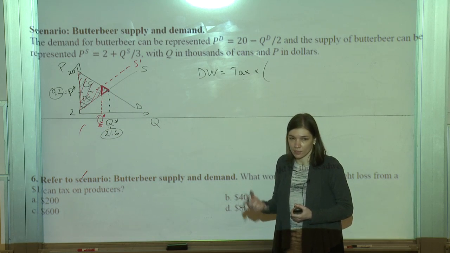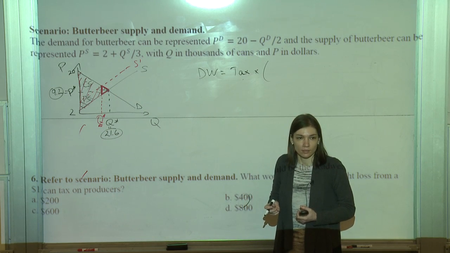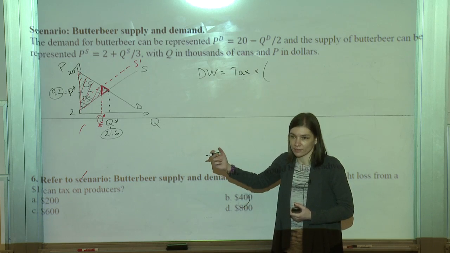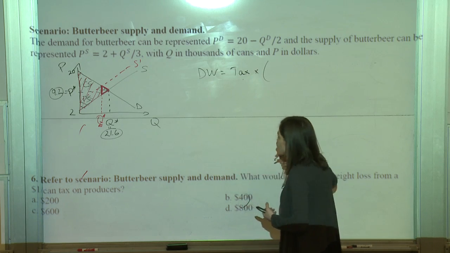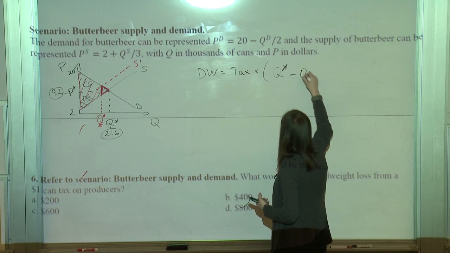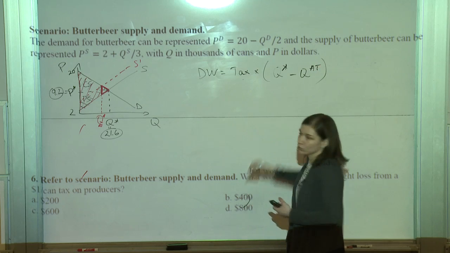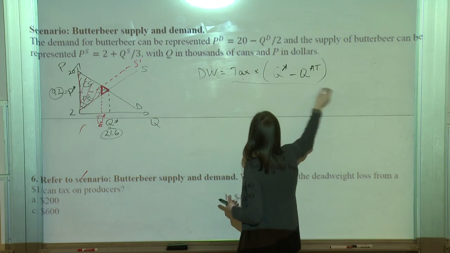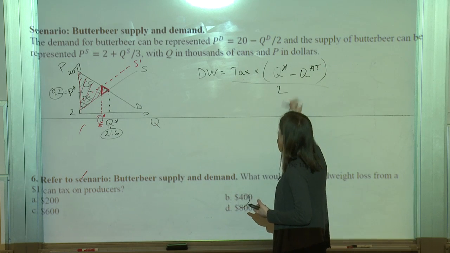How can you express that? Yes? It's the change in quantity. It's the loss in quantity due to the tax. The reduction in quantity due to the tax. So it's the optimal quantity minus the after-tax quantity. That's going to be the size of this side here, and then the whole thing divided by 2.